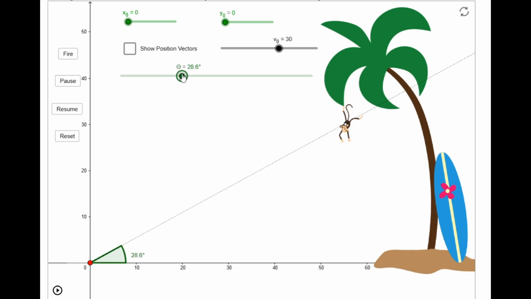Assumptions: there is no air friction in this simulation, which means there are no external forces acting on the monkey or the bullet apart from gravity. Both the bullet and the monkey experience the same downward acceleration due to gravity.